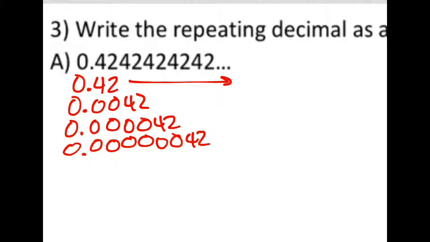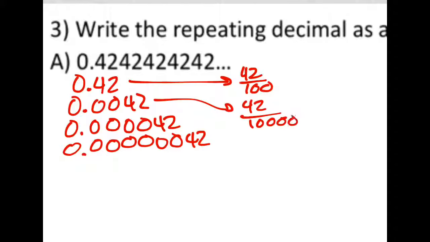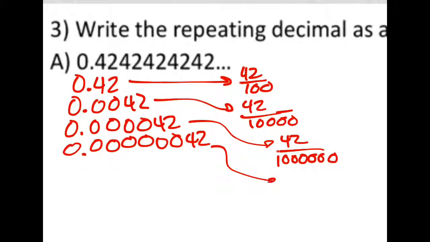That first fraction, 0.42, well, that's just 42 over 100. Then this next fraction, 0.0042, well, that has 2 more zeros in it, which means my denominator needs to have 2 more zeros in it. Same thing for that one, 42 over 1, I need 6 zeros. And then same thing with that last one there, I have 1, 2, 3, 4, 5, 6 zeros there, and so I need 8 zeros down here.